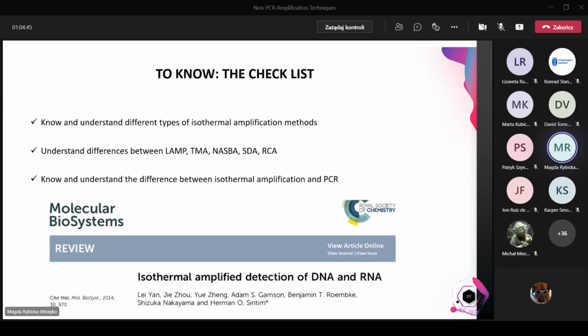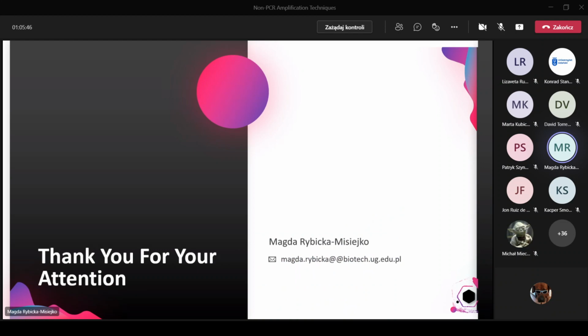What you should know from this lecture is to know and understand different types of these isothermal amplification methods, especially LAMP amplification, TMA, NASBA, SDA, and RCA methods, and to know the differences between these methods. Also, you should know the differences between isothermal amplification and PCR reaction, and I can recommend a review article for you that has all the isothermal amplification methods, but I would like you to focus on the most widely known methods. You don't need to know all the methods described in this paper. And this is for today.